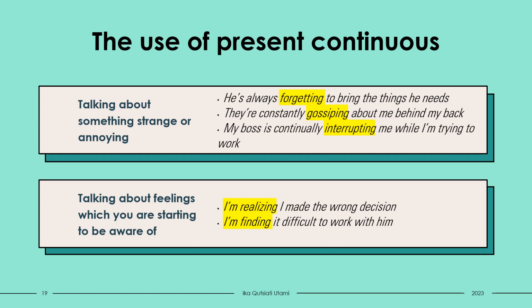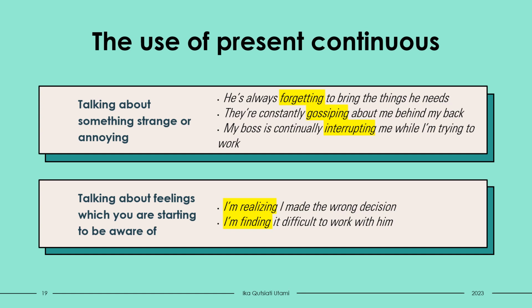Okay, we are nearly there. One more to go about the use of the present continuous. The last use is about talking about feelings which you are starting to be aware of. Now again, this is a very specialized, less common way to use the present continuous. So what does it mean? Think about these two sentences.